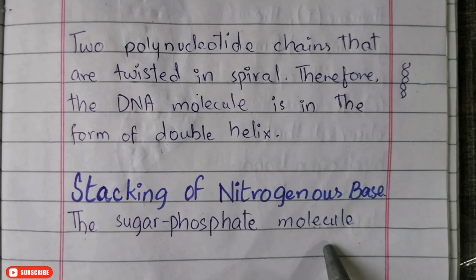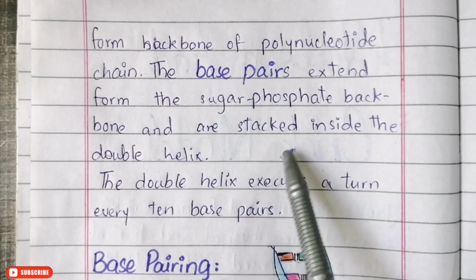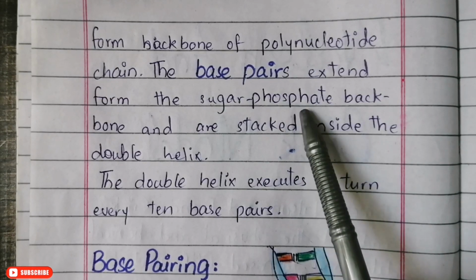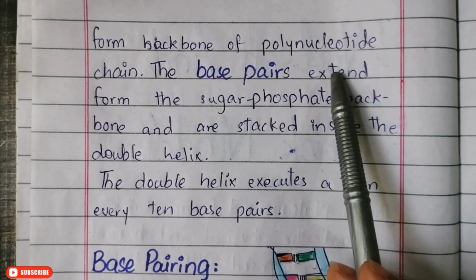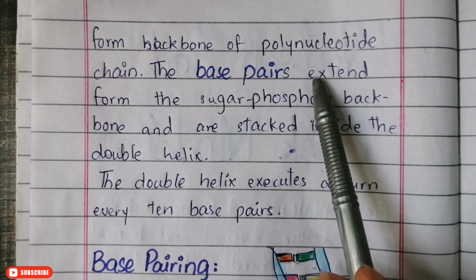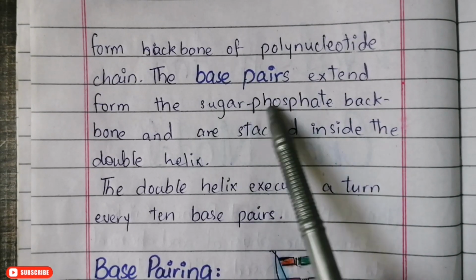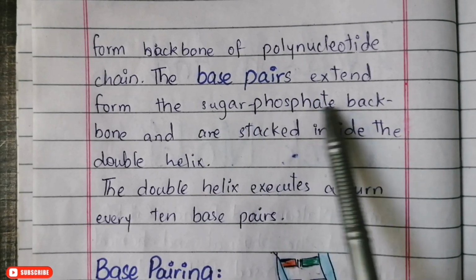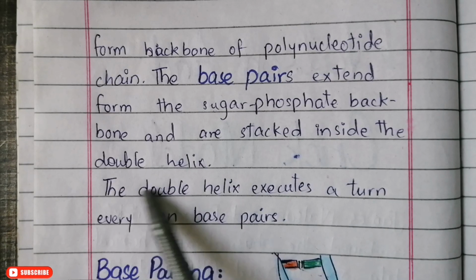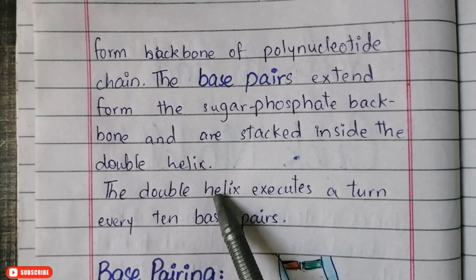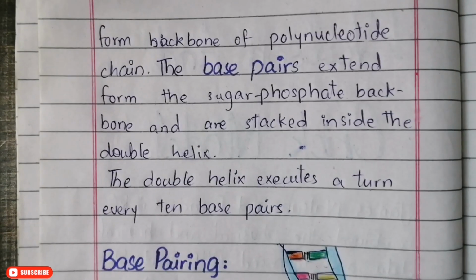The sugar phosphate molecules form the backbone of the polynucleotide chain. So basically the two spiral chains, the polynucleotides, are made up of sugar phosphate. Sugar means there is a presence of carbohydrates, and phosphate means there is a presence of a phosphate group. The base pairs, here we are talking about the nitrogenous bases, extend from the sugar phosphate backbone and are stacked inside the double helix. As I have already told you, the nitrogenous bases are stacked or trapped inside those two chains.